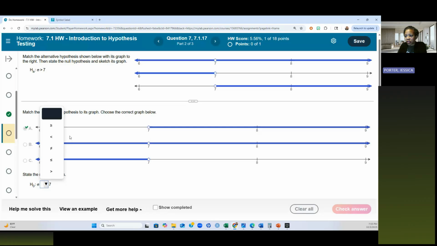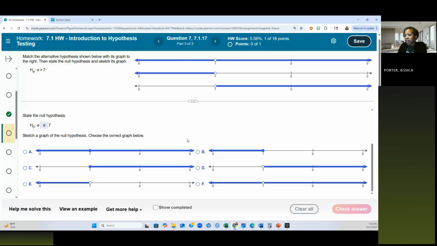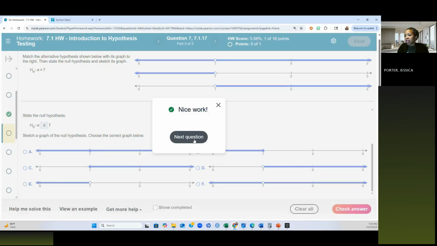Okay, I got a less than or equal to. Great. And then sketch a graph of the null hypothesis. Which one is the null hypothesis? Right, we're going to go with B. Check the answer. This work.